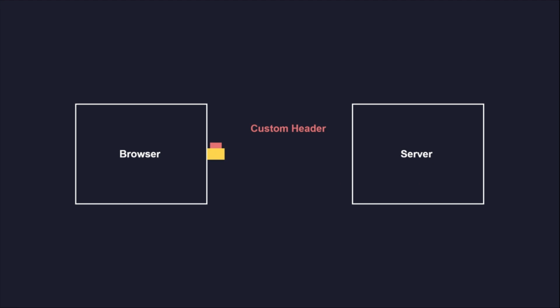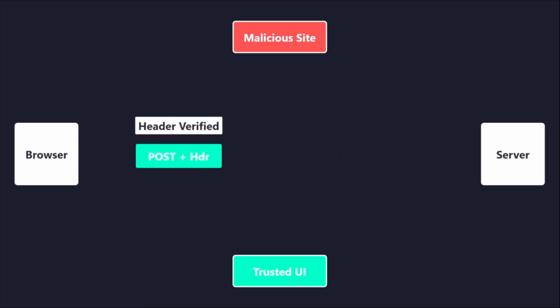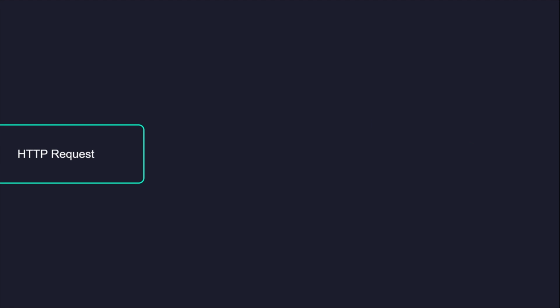Adding custom headers like X requested with or a specific CSRF token header forces the browser to perform a preflight check for cross-origin requests. This prevents the browser from sending the actual request until permissions are verified. Standard browser cross-origin resource sharing rules prevent malicious sites from setting custom headers on simple requests. By requiring a custom header, you ensure the request originated from your own trusted front-end code.